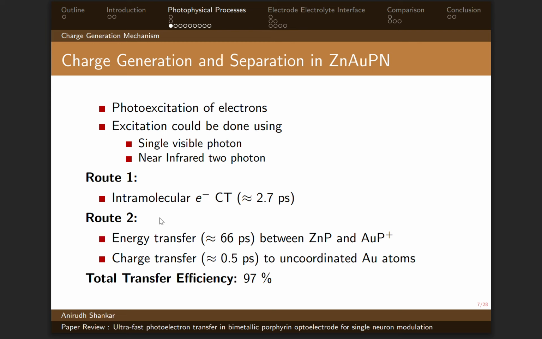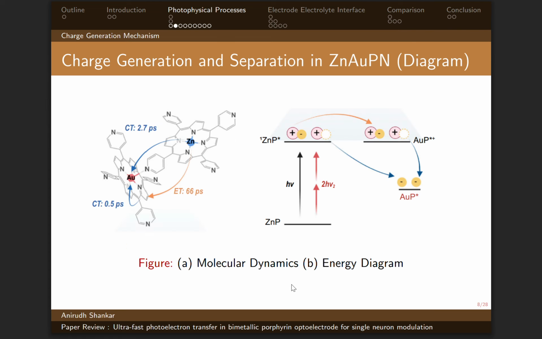The second route involves an energy transfer between zinc porphyrin and gold porphyrin, plus a charge transfer from this gold porphyrin to uncoordinated gold atoms in 66 picoseconds plus 0.5 picoseconds. And the efficiency of this combined system is about 97%.